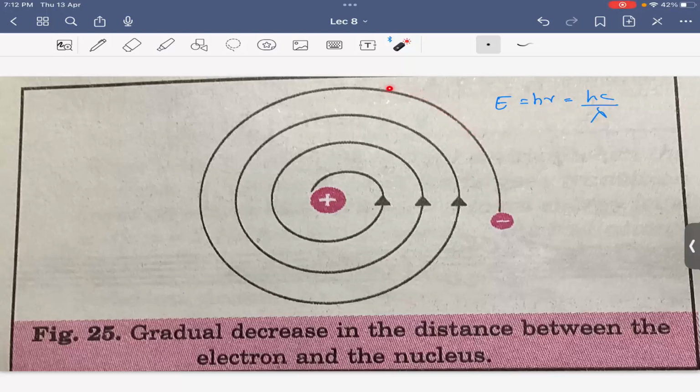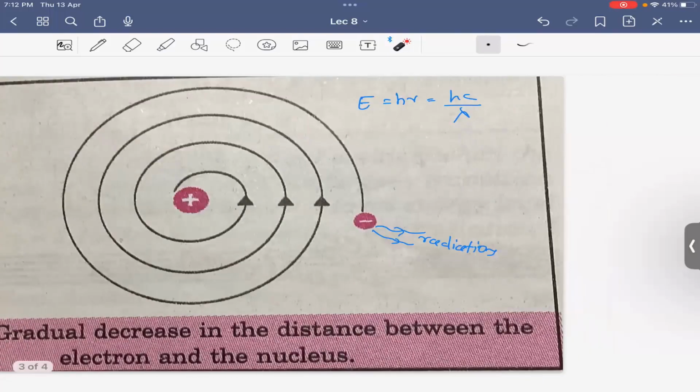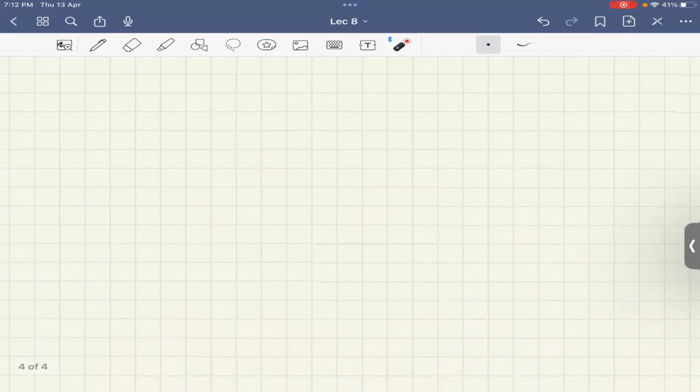Hence, instead of this electron moving in a circular orbit like this, because some amount of energy has been removed in the form of radiation, let's say this is the radiation, the energy of the electron continuously decreases, and hence it cannot follow the circular path, but instead it should follow a spiral path. Ultimately this electron should collapse onto the nucleus, thus making the atom unstable. So this is the gradual decrease in the distance between the electron and the nucleus. This was the main issue with Rutherford's model.